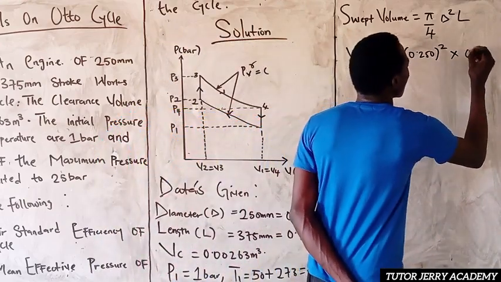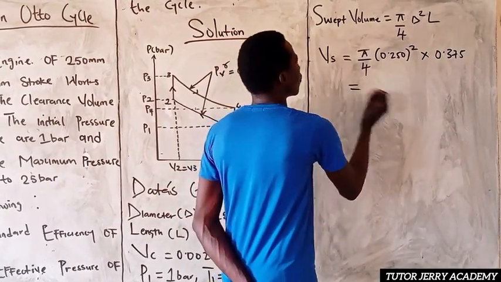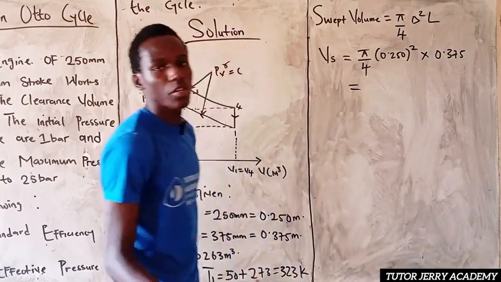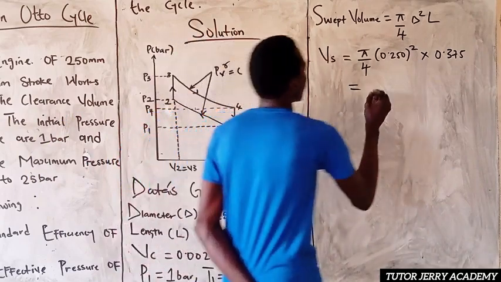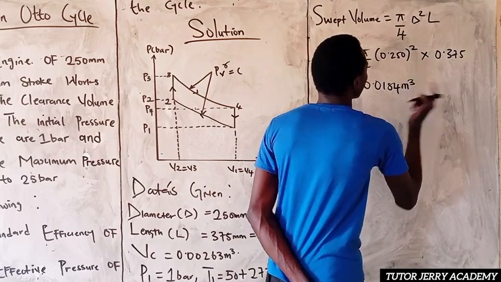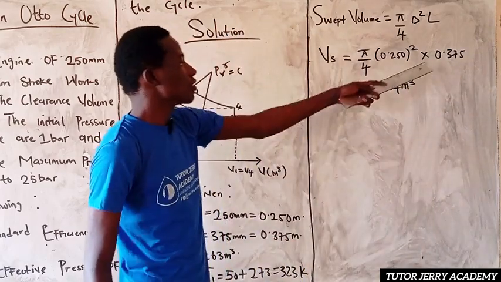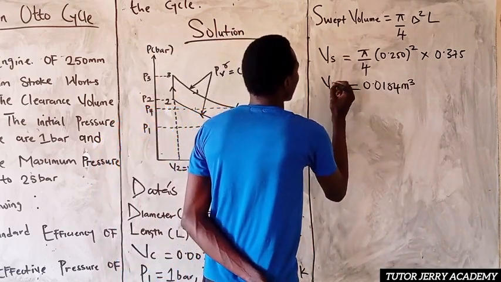So what will be our swept volume? It will be 0.0184 meter cube. So press your calculator and do this little arithmetic here, and you get the swept volume.